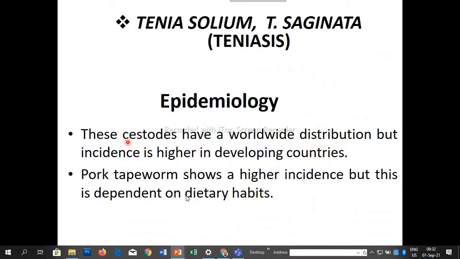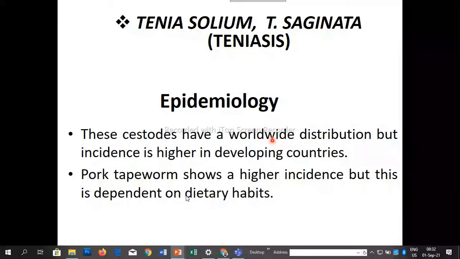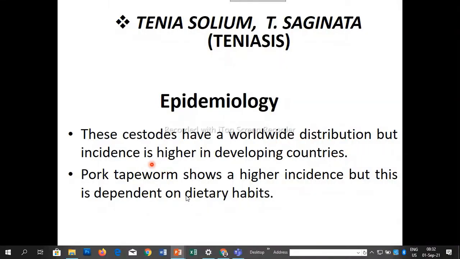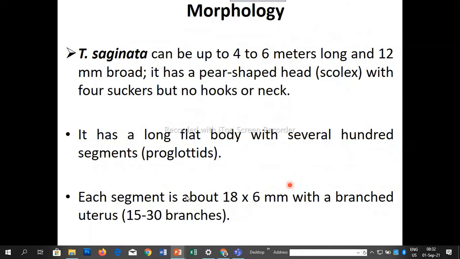Those cestodes have a worldwide distribution, but incidence is higher in developing countries. When we say developing countries, we are included. Pork tapeworm shows the higher incidence, but this is dependent on dietary habits. So it's very rare, but it's possible to find a Muslim having taenia. Don't say it's not possible. It's possible, but the incidence is not high. So you will be asking why Muslims get this taeniasis while they don't consume pork, right? Because we contaminated it. It will be a missed life cycle. So, Taenia saginata.